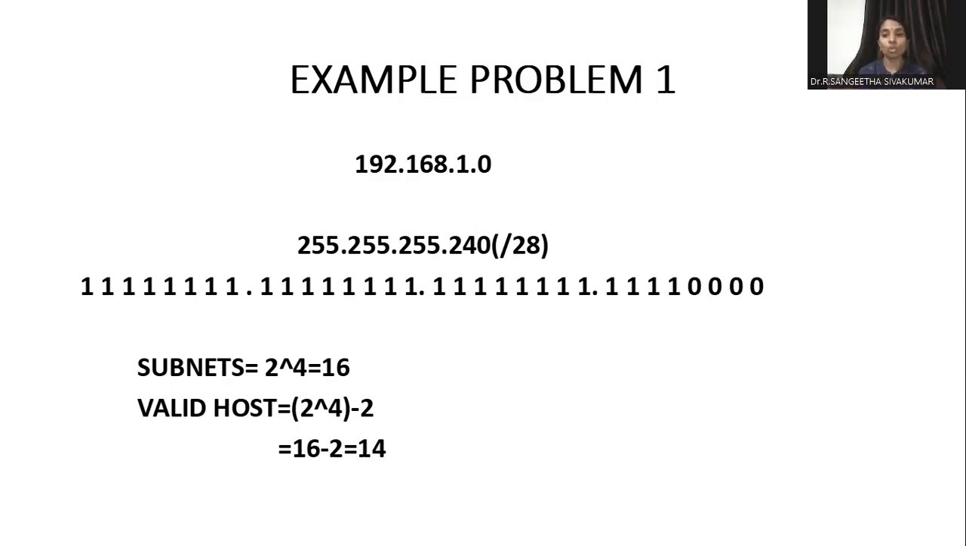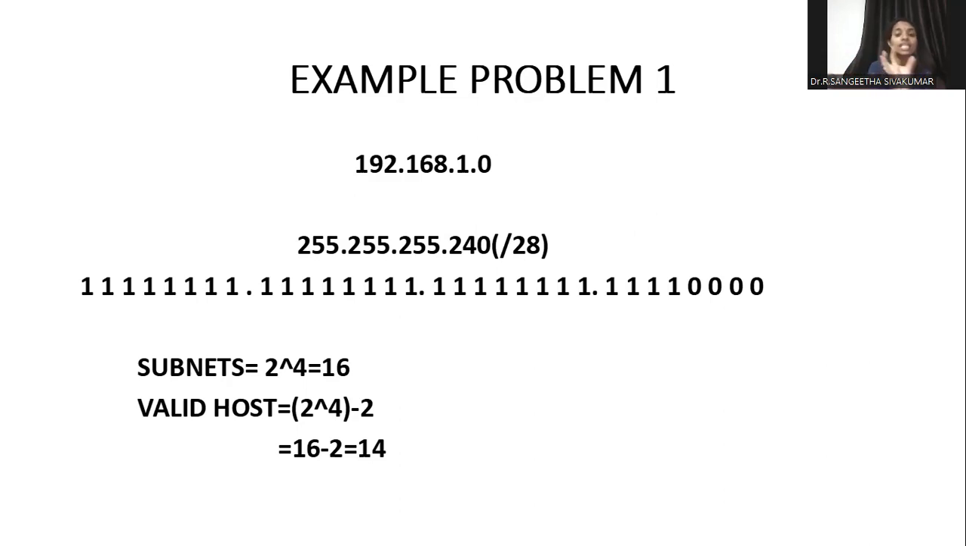So first of all, we should know to which class this particular IP belongs. Obviously it belongs to class C, because that particular number 192 lies within the range of class C. Now, as /28 is given as the subnet mask, we have 28 one bits. So there are 4 ones and 4 zeros in the last host part.